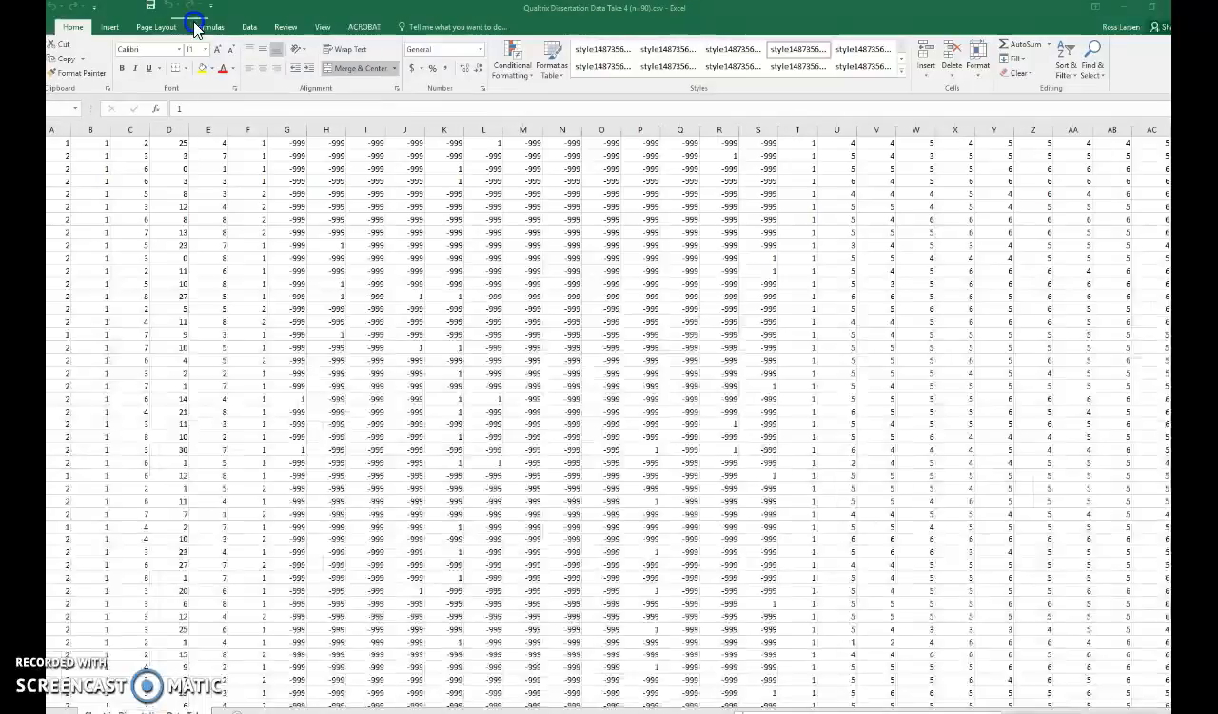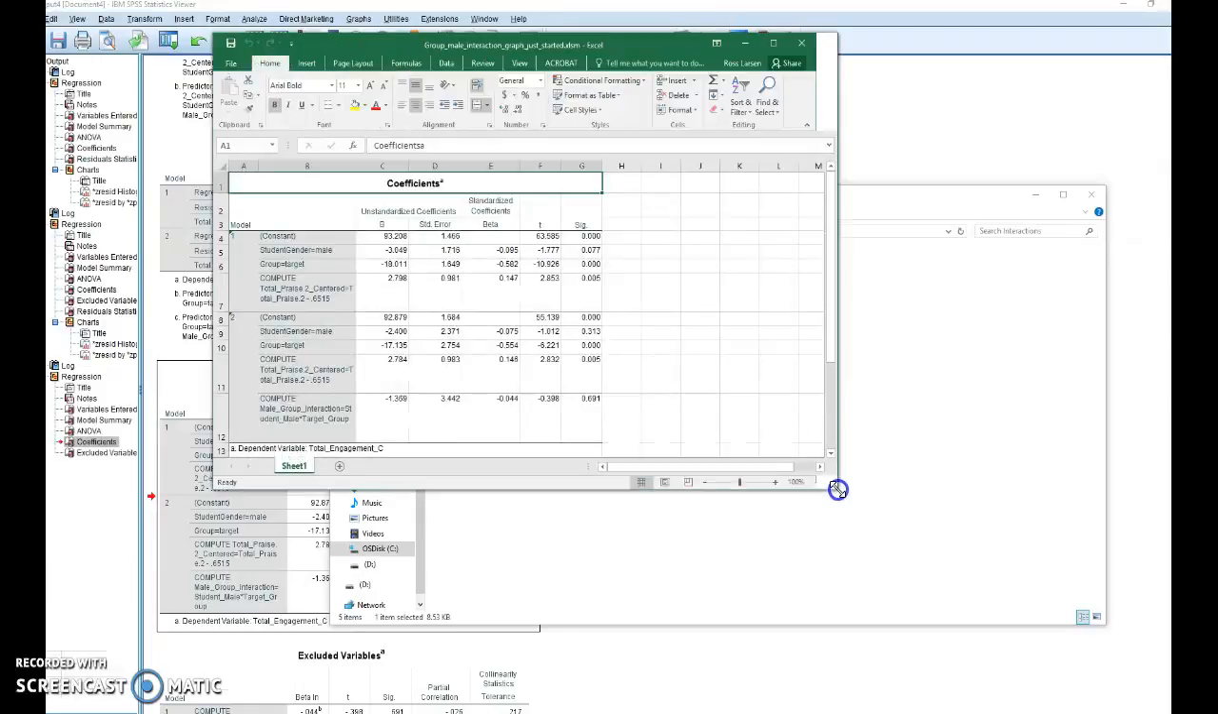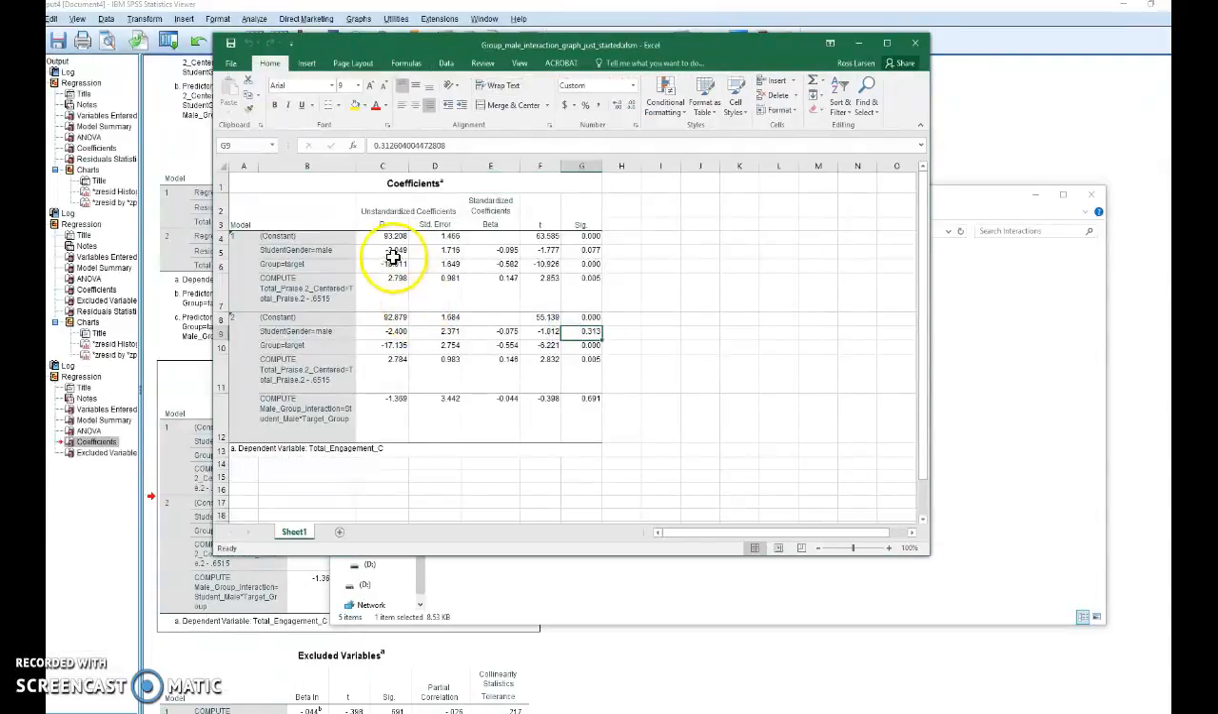SPSS has nicely put all the numbers in my Excel spreadsheet, which I've just lost. There it is. It really wants to collapse on me. And so all the numbers are already exported. I'm only interested in Model 2 because I'm pretending that the interaction is significant so I can graph it.